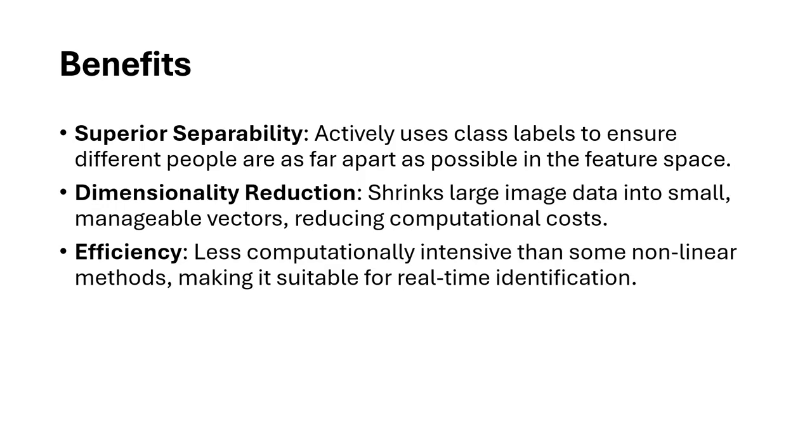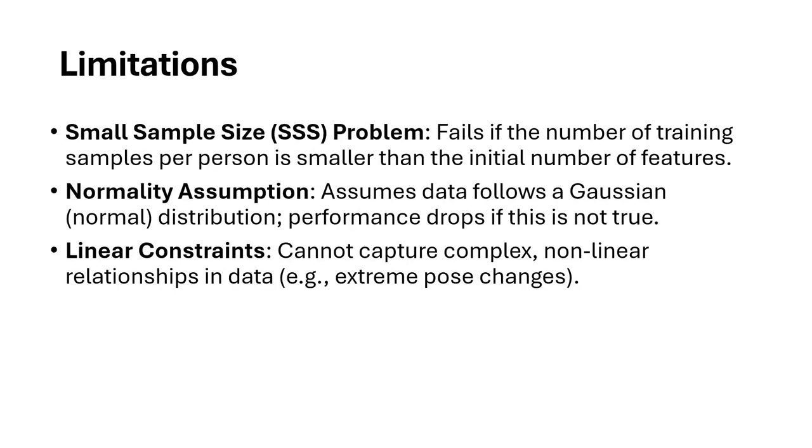So what are the limitations of LDA? The first is the small sample size problem. If your sample size is very small, LDA will fail, so the sample size should be larger. Then the normality assumption: it assumes the data follows a normal, Gaussian distribution, so performance drops if that is not true. Then the linear constraint: it cannot capture complex, non-linear relationships in the data, such as extreme pose changes, so in those cases it will not identify properly.